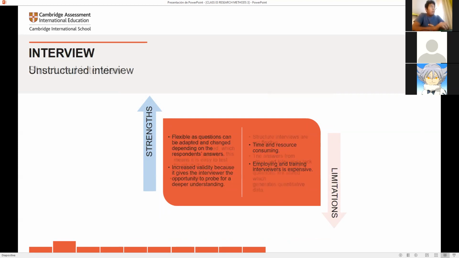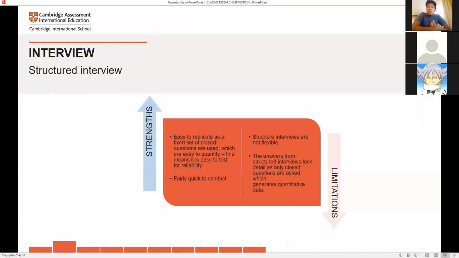In the structured interview, it is easy to replicate as a fixed set of closed questions are used, which are easy to quantify. This means it is easy to test for reliability. Remember, reliability is when your instrument is able to measure the same thing over and over again. It can be replicated.